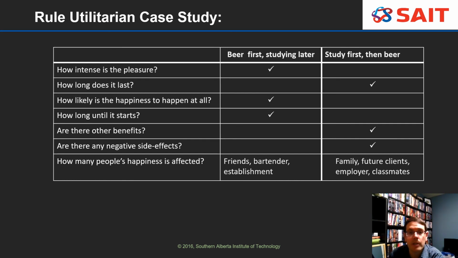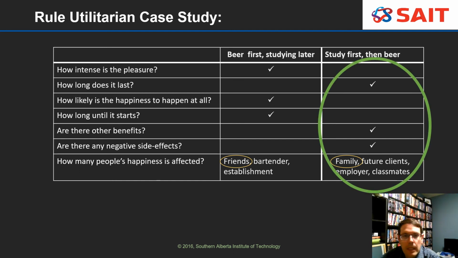So the type of person who derives the most utility from your having your beer first is probably your friends. They would be more significantly impacted than the bartender or the establishment. If you study first, that's probably going to bring the most happiness to your family, maybe your parents, maybe your siblings, but these are the people who will actually notice if you study. Since we're doing a rule utilitarian calculus, what we have to consider is, if you follow this rule consistently, who will derive the most happiness from it?